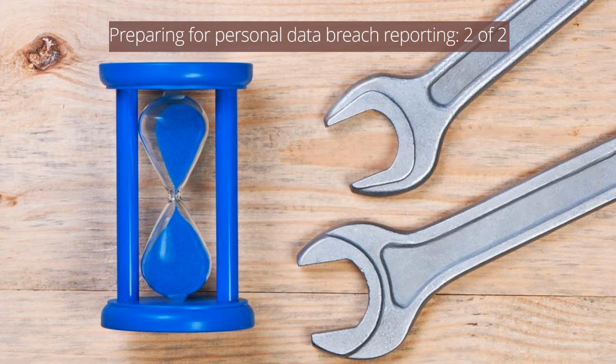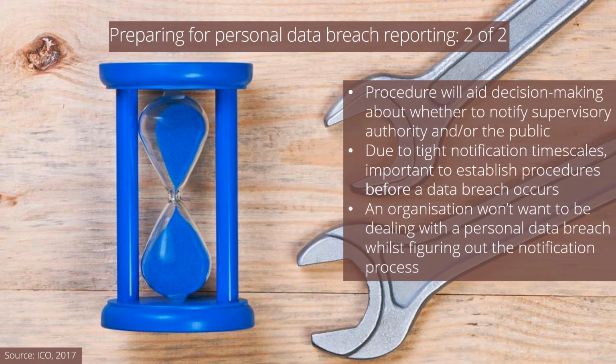An internal personal data breach reporting procedure aids an organisation's decision-making process for notifying the supervisory authority and/or whether it needs to go public about the data breach. Given the tight notification timescales, only 72 hours from the data controller's awareness, it's important that your organisation implements robust breach detection, investigation, and internal reporting procedures well before any such breaches occur. You wouldn't want to be simultaneously dealing with the impact of a personal data breach whilst also trying to figure out the required notification process.